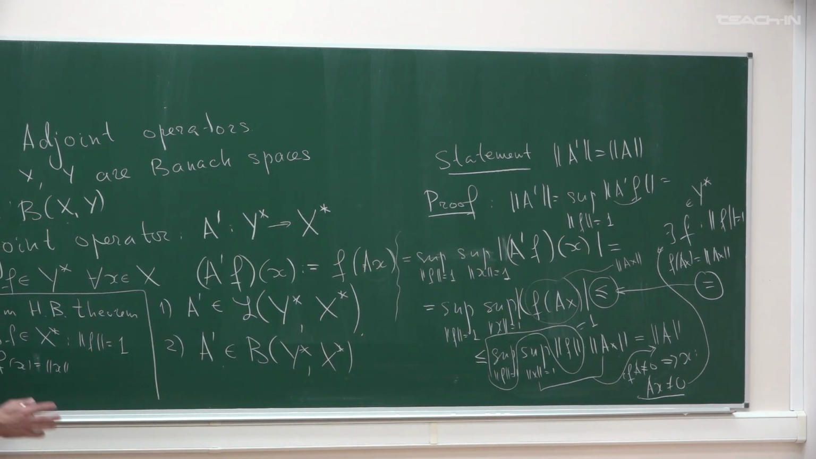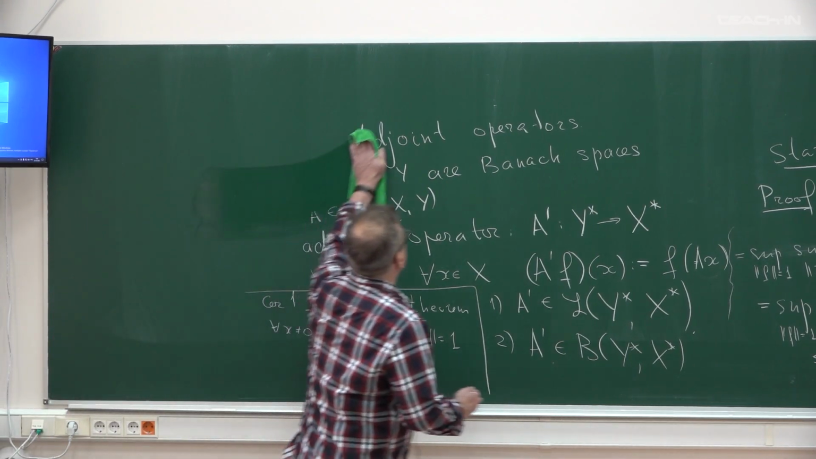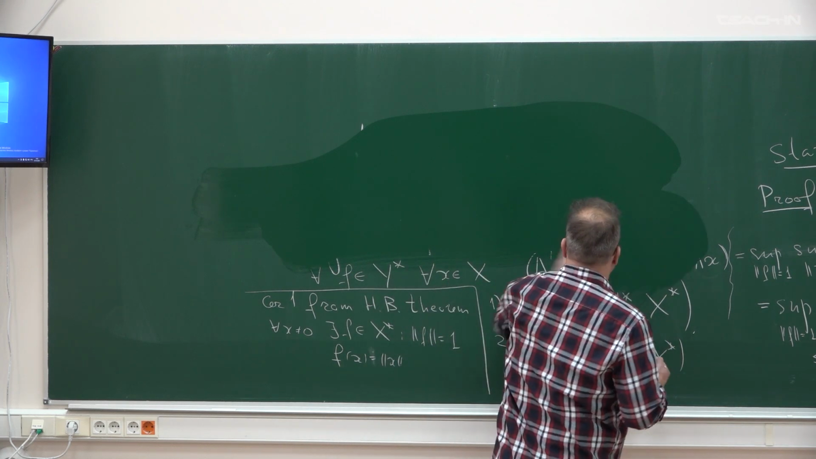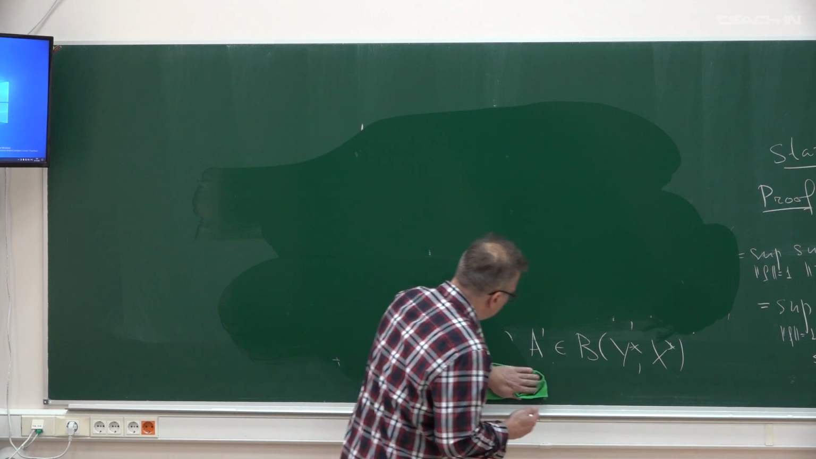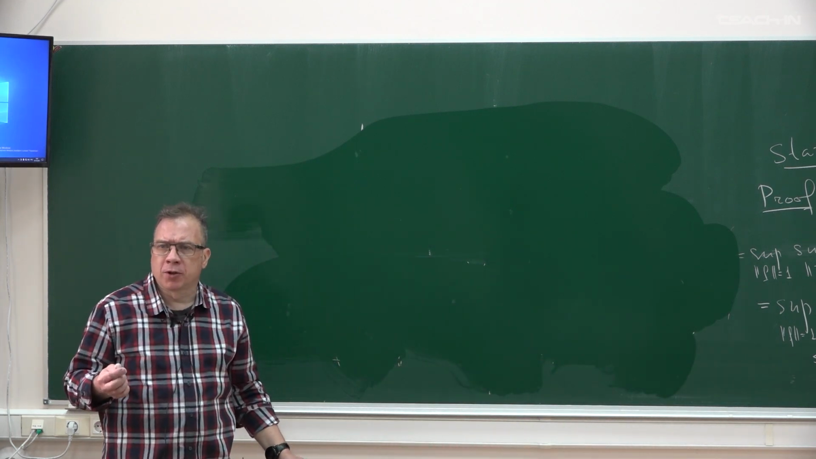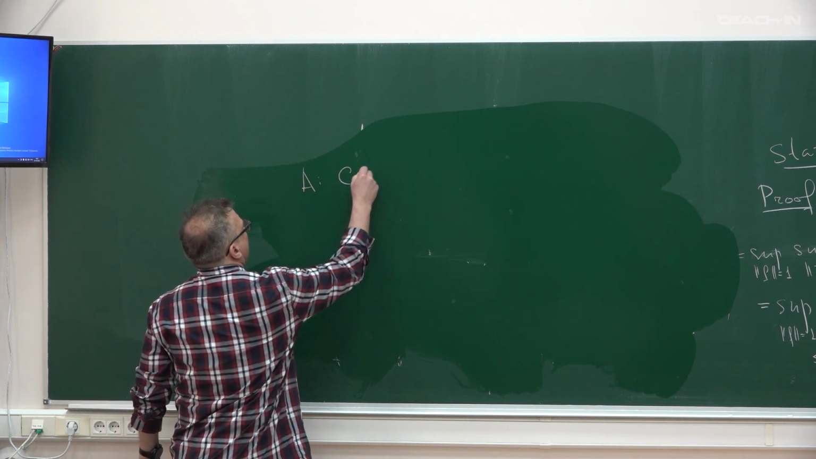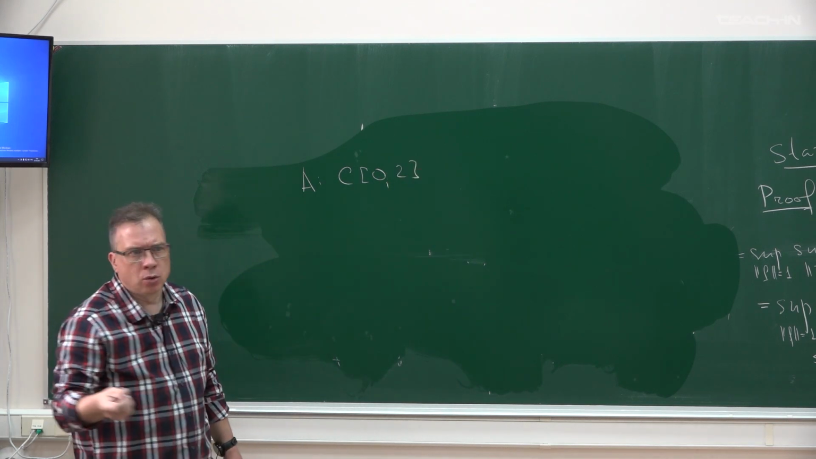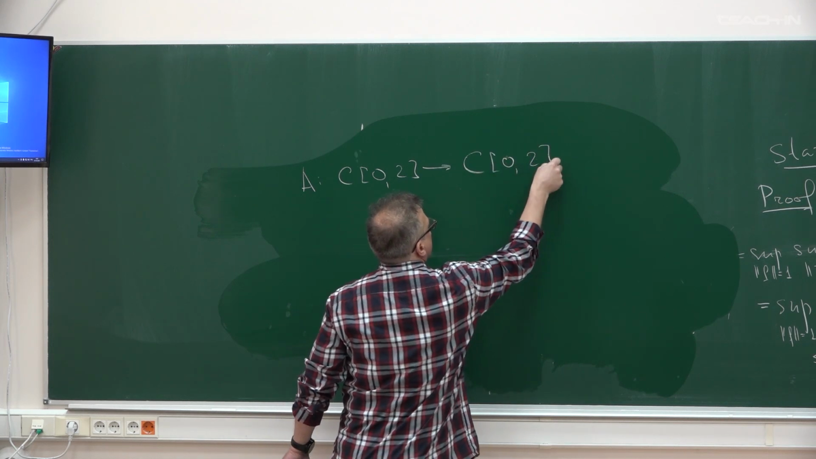Let's look at one example of calculating these operators. The typical example of Banach spaces is L^p, where p is not equal to 2, or the space of continuous functions. So I consider an operator A from continuous functions on the interval [0, 2] to the same space, continuous functions on [0, 2].